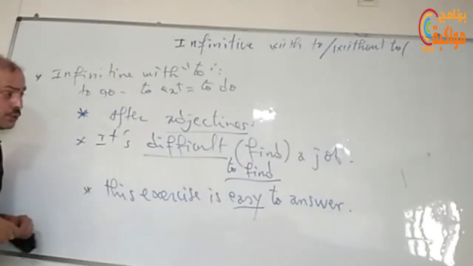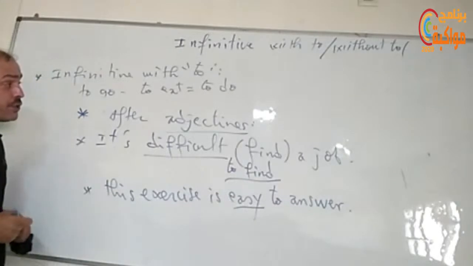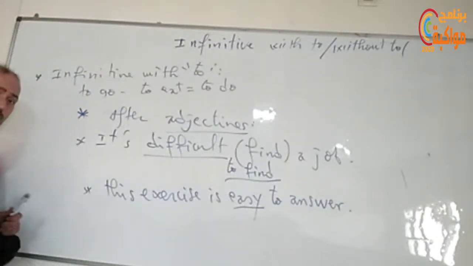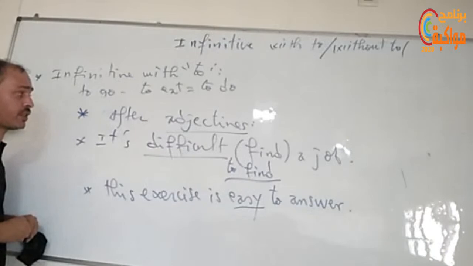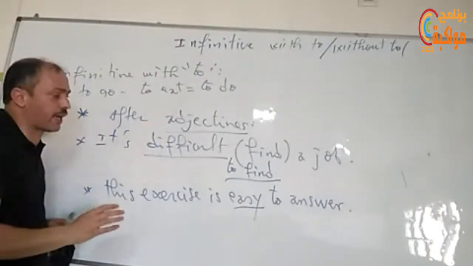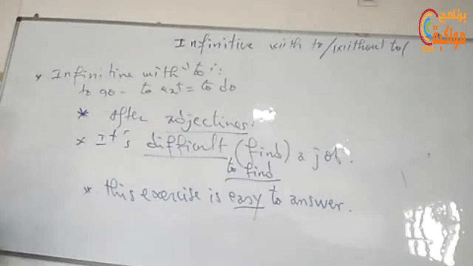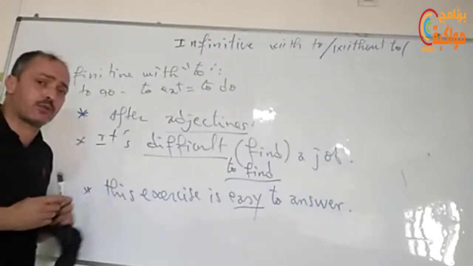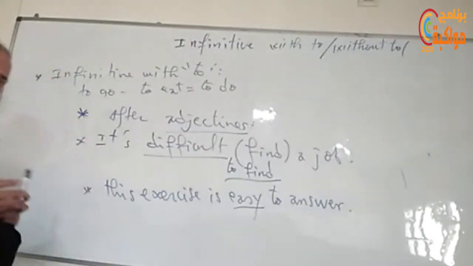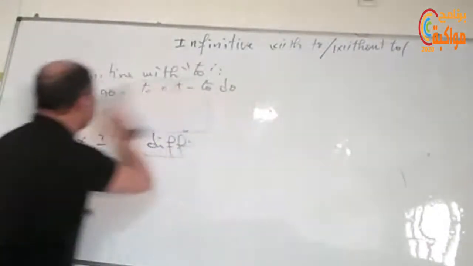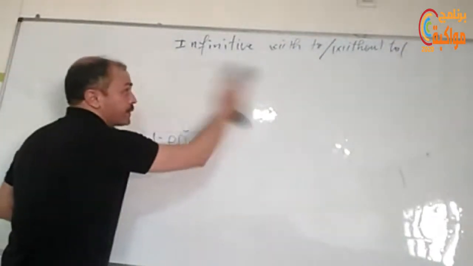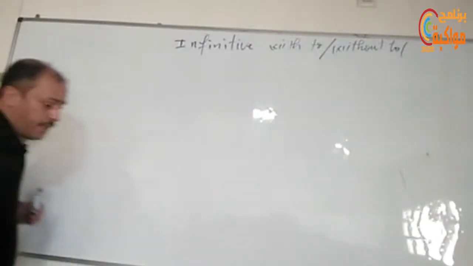And the second use of infinitive with to is after WH words, not questions, sorry. So for example, what, where, etc. And we use infinitive with to after adjectives. It's okay, and here are the examples. Now the third part is when shall we use infinitive without to. This is the last part, and it's very easy.